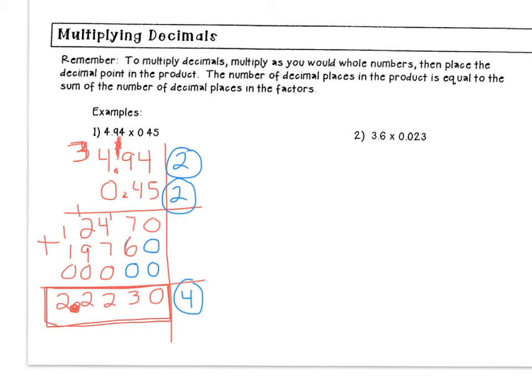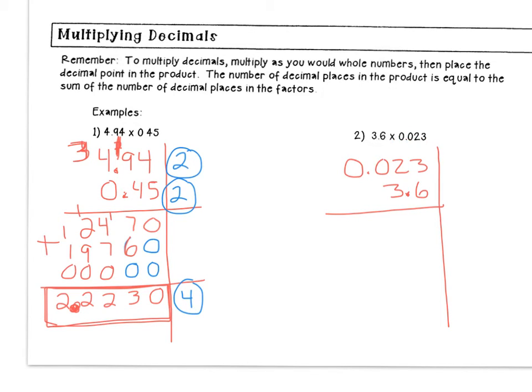Alright, let's try another one. Since this second number has a few more digits in it, I'm going to actually put that one on top because it has more digits. So 0.023 times 3.6. Notice my decimals do not have to be lined up. That's different than adding and subtracting. When you add and subtract, you line up the decimals. Now, I just line them up here on the right-hand side.